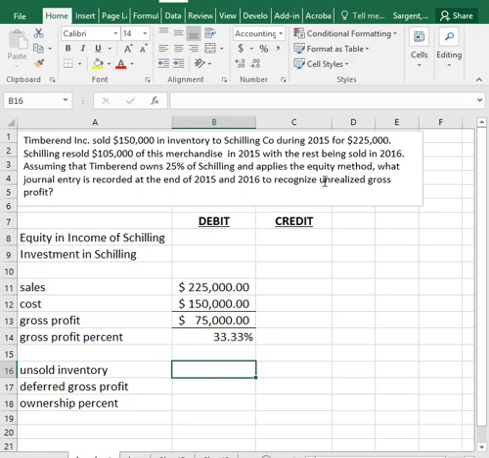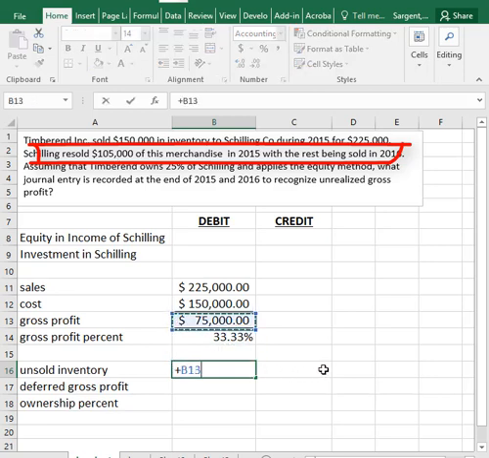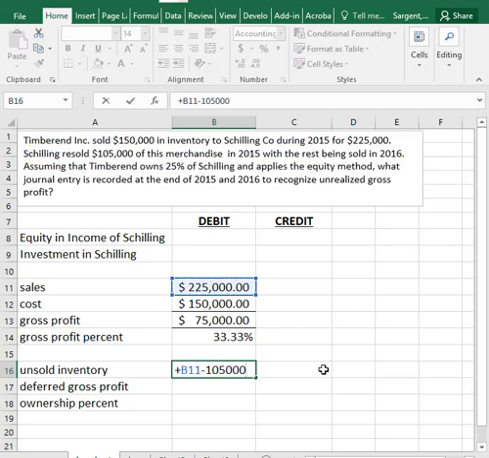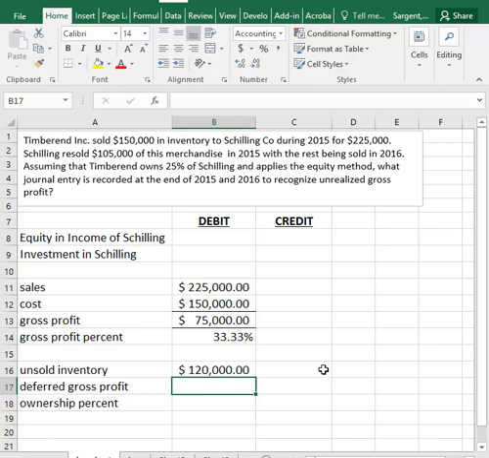Okay, so how much is unsold? So they say that we sold the 225,000. Of that, 105 has been resold to an outside party. So that leaves the difference unsold. All right, so the 225 minus the amount that's been resold to outside parties leaves you with 120,000 in ending inventory, which they didn't tell you directly, right? You had to pull it out of the story.